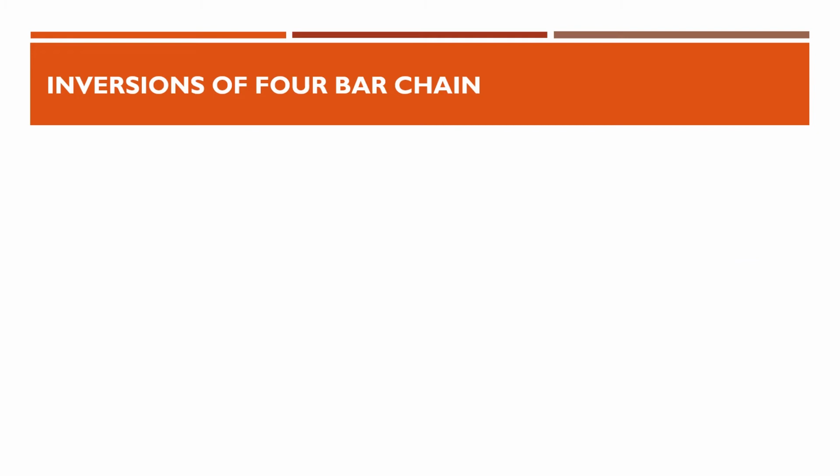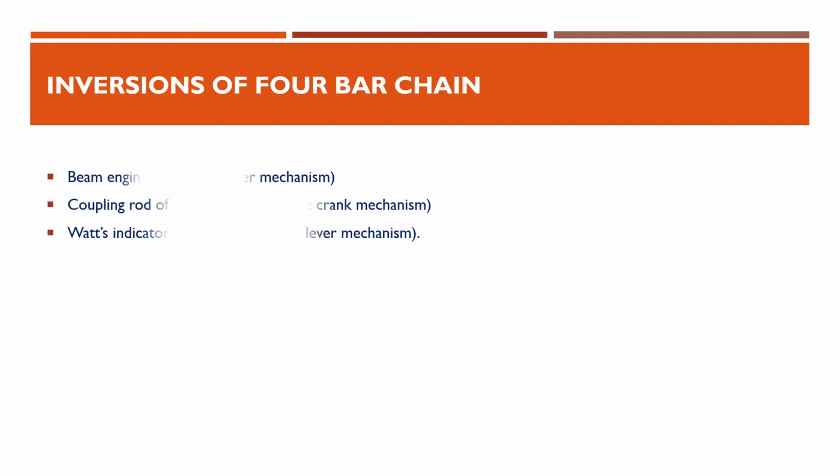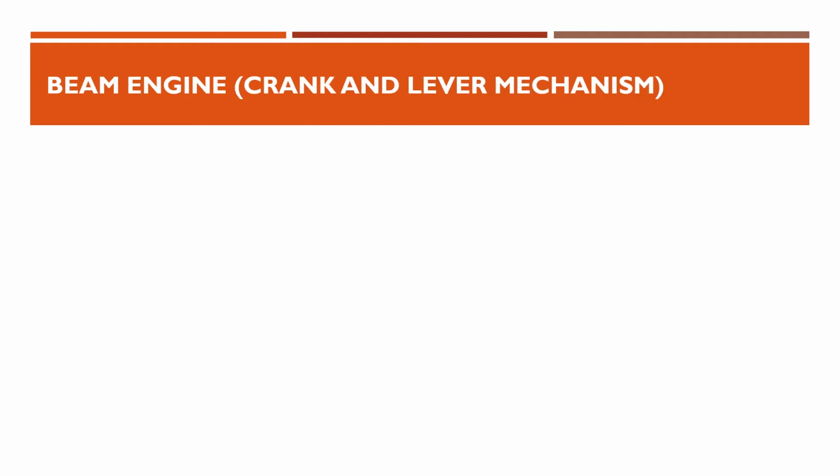Now let's come to the inversion of the 4-bar mechanism. From the academic point of view, we need to study the various inversions of the 4-bar mechanism as well as the inversions of the slider crank mechanism. So let's first start with the inversion of the 4-bar mechanism. There are 3 inversions of the 4-bar mechanism: the beam engine, double crank mechanism and double lever mechanism. So let's start with the crank and lever mechanism, or simply the beam engine.